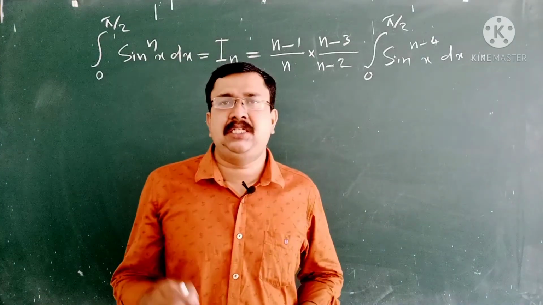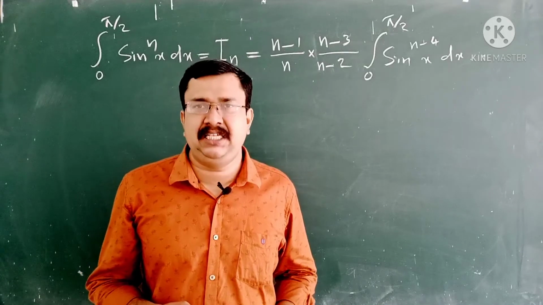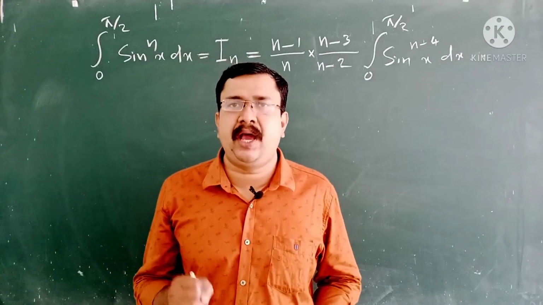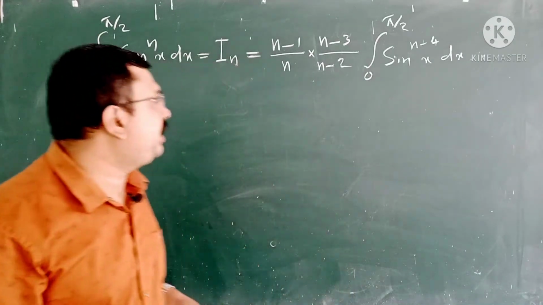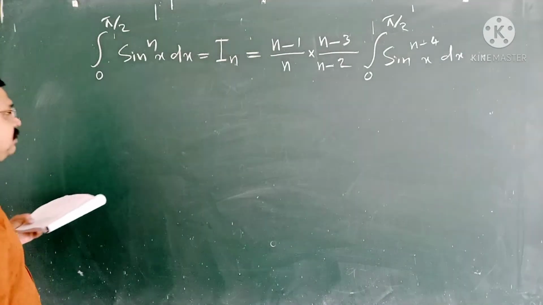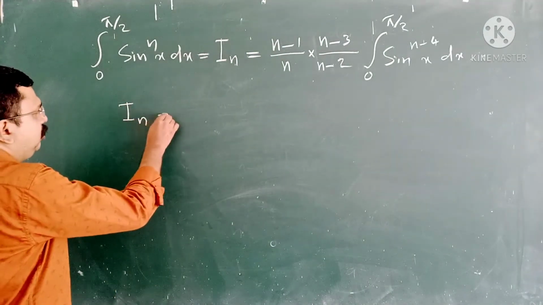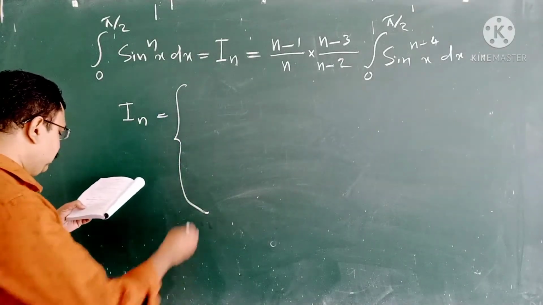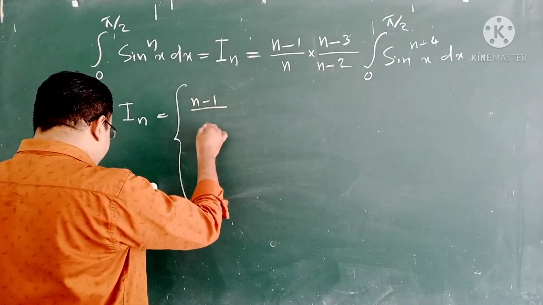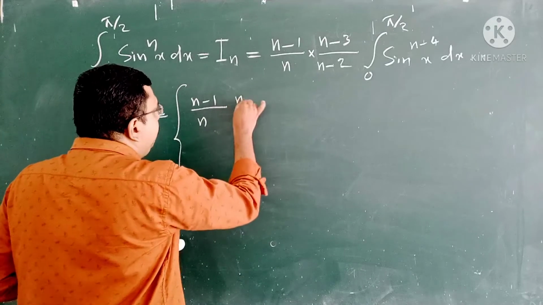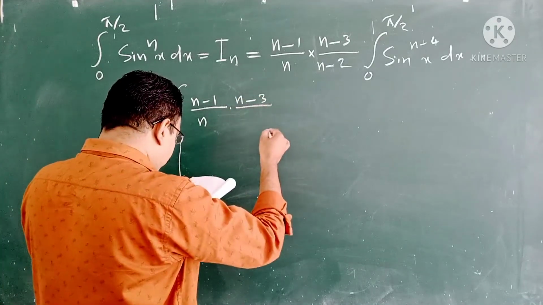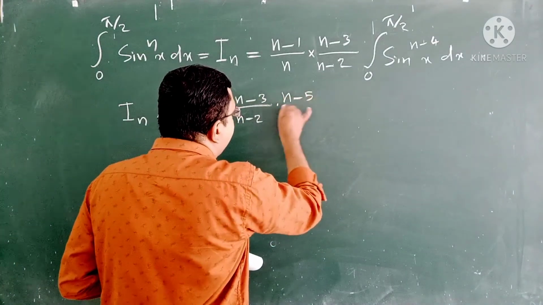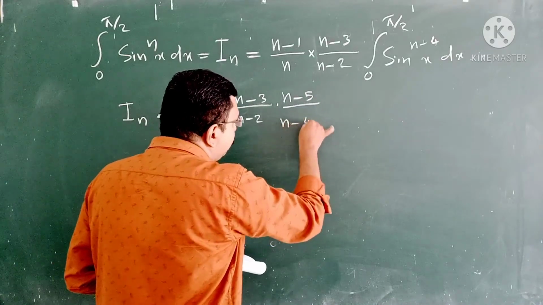Then there are two conditions. One is n is odd and the second is n is even. Remember that two conditions exist: one is n is odd and the second one is n is even. Therefore we can write I n as: first condition, n minus 1 by n into n minus 3 by n minus 2 into n minus 5 by n minus 4, etc.